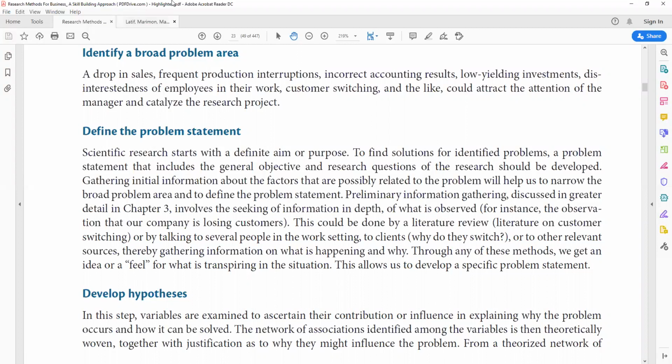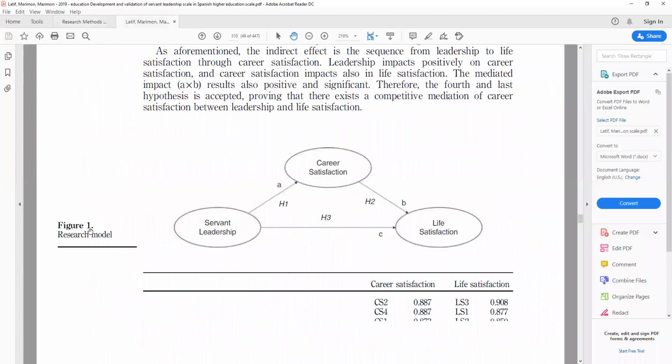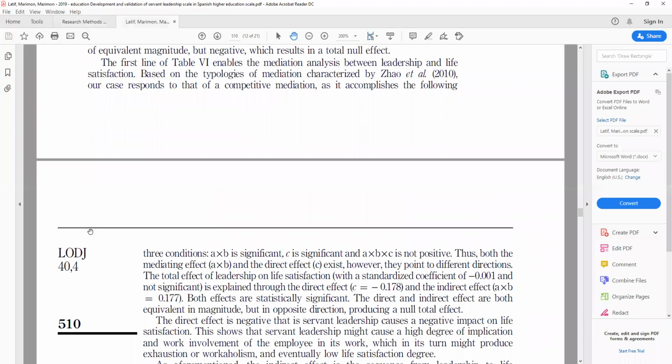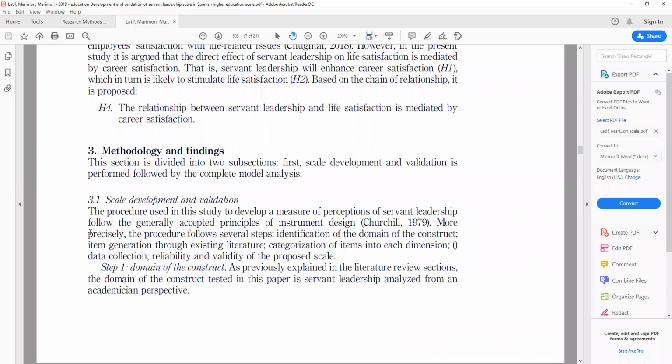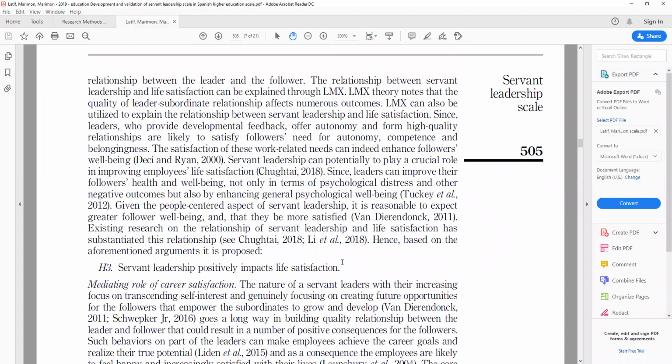For instance, if I can show you quickly. Here is a hypothesis in which we are describing how these variables are related. But you can't do it on your own. You have to base it on existing research.